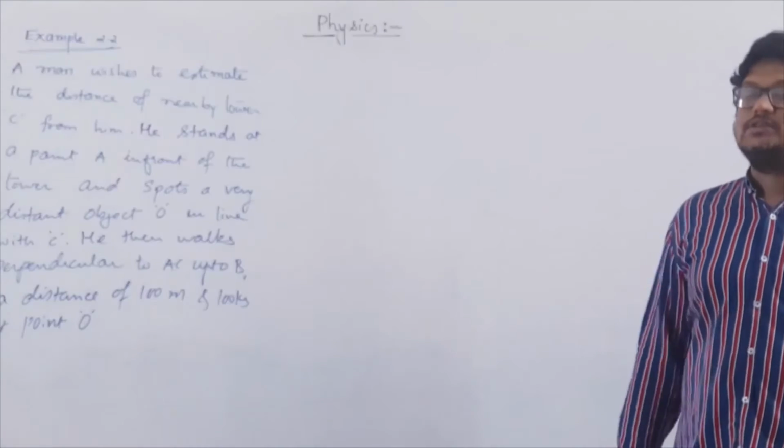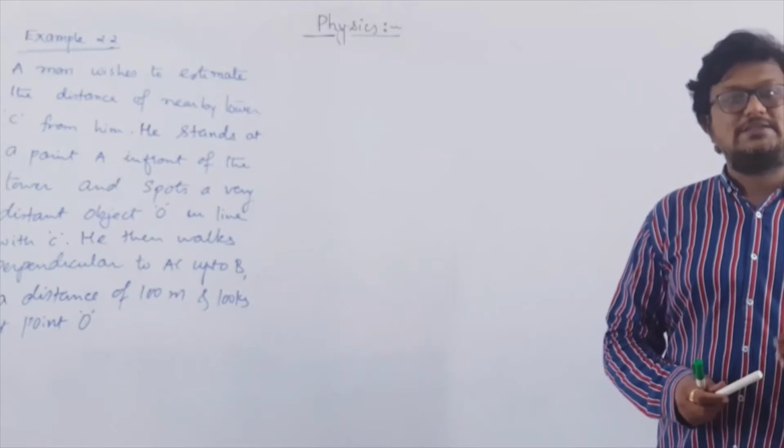B, a distance of 100 meter and looks at point O. Obviously, he will find that the point O is in line with him only, right? So the line of sight will remain same. And since O is very distant, the direction of OB will remain same, right?